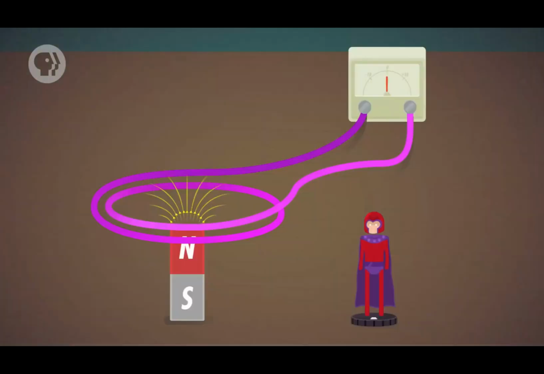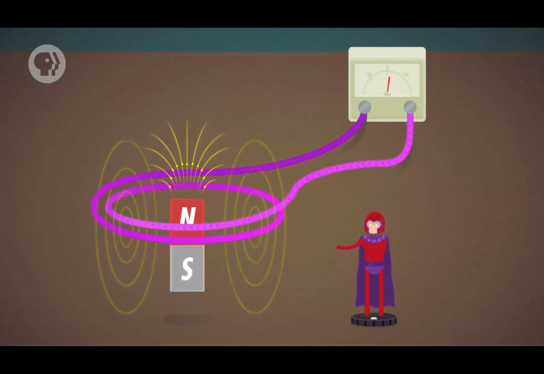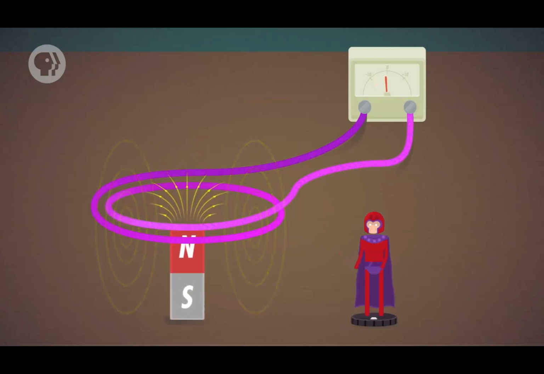Let's try it. In our first scenario, where we move the north pole of the magnet closer to the loop of wire, the generated magnetic field was pointing upward, so the current will be moving clockwise along the loop. In the second scenario, where we move the north pole of the magnet away from the loop, the generated magnetic field is pointing downward, so the current will be moving counterclockwise along the loop.